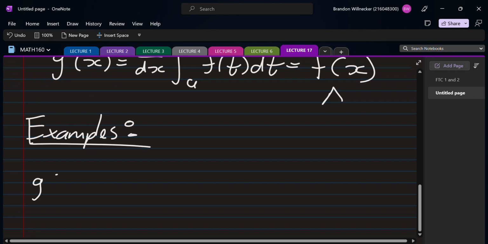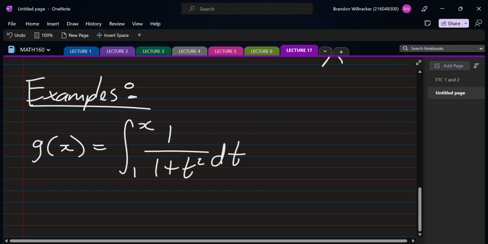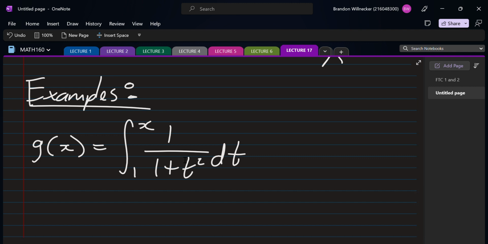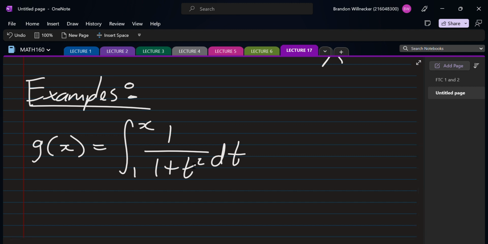Okay, so let's say we have the function g of x, the integral from 1 to x of 1 over 1 plus t squared dt. Now with this one, we could evaluate this and write it out as a function, because we know that the derivative of arctan x is 1 over 1 plus x squared. Okay, we've done that before. So here, this antiderivative would be arctan. So we could take arctan evaluated at x minus arctan evaluated at 1. Okay, so you could do that.